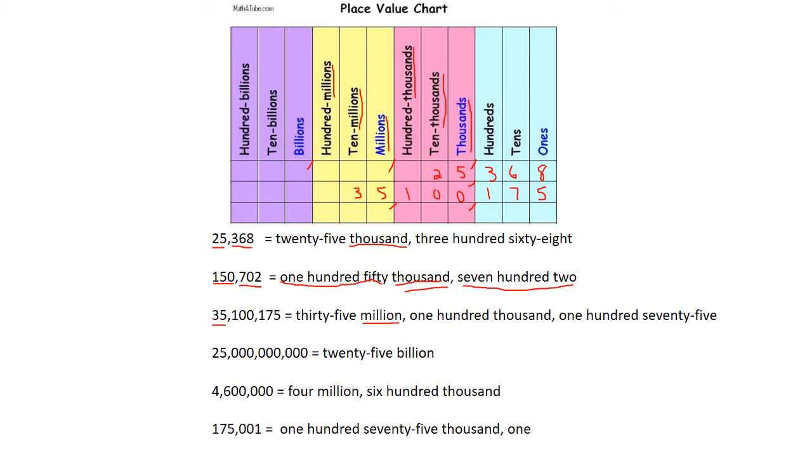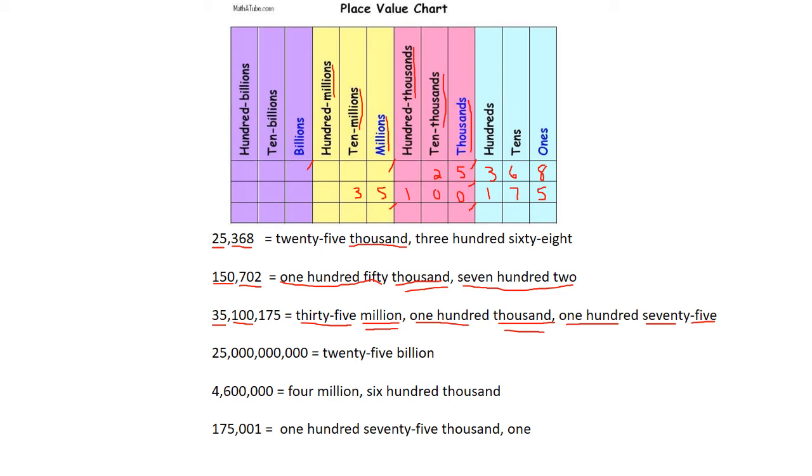Then I read it as 100. Notice how I'm in the thousands period. So we say 100,000. And then we just say the 175. So the 35 million, 100,000, 175. That's really important to place value to pick up on.